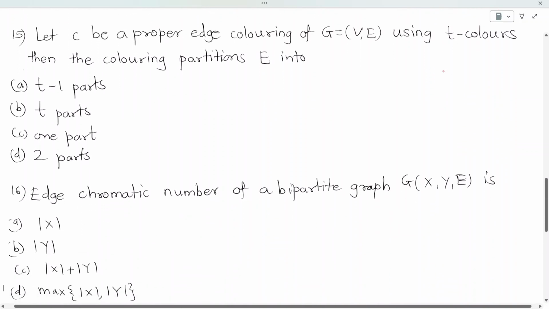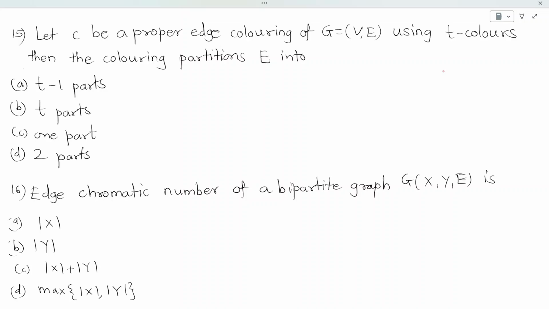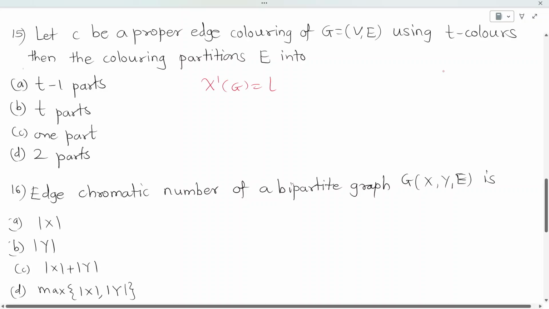Now let us discuss another objective. C is a proper edge coloring of G(V, E) using T colors, then the coloring partitions E into. That means we are given G is a graph with vertex set V and edge set E, and the edge chromatic number of graph G is T, chi dash of G is equal to T. Suppose we have used T colors 1, 2 and so on T to color edges in graph G. Then we can partition E into.